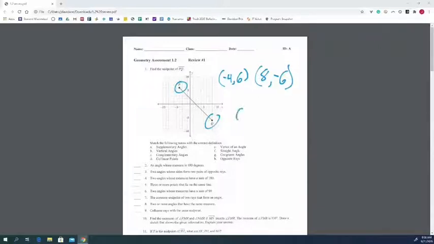So to find the midpoint of the x coordinates, I add up the x coordinates, which are right there. So -4 plus 8 divided by 2 will give me my x coordinate down here. -4 plus 8 is 4, divided by 2 is 2. And then to find the y coordinate of the midpoint, I have to add up the y coordinates and divide them by 2. 6 plus a -6 divided by 2 is 0. So the midpoint is 2, 0.